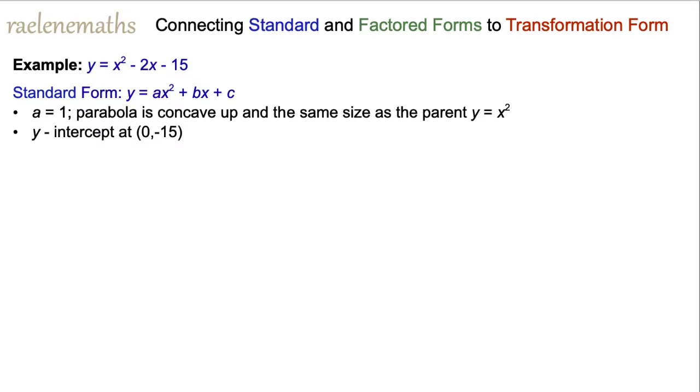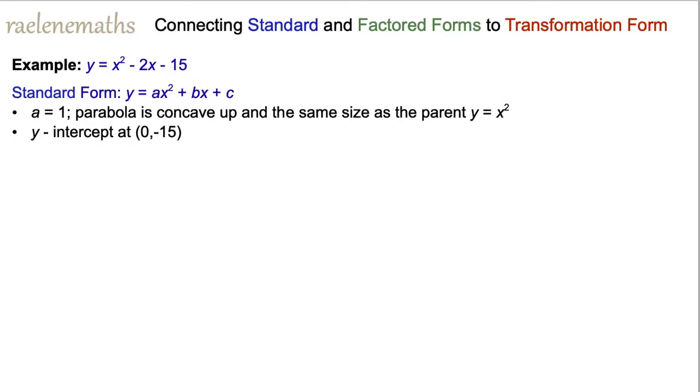In this video we will look to see how to connect the standard and factored forms to the transformation form of a quadratic equation and the graph of a parabola. Given this example, y equals x squared minus 2x minus 15, we have the standard form. So a equal to 1 is positive, therefore the parabola is concave up and the same size as the parent quadratic. The c value, negative 15, also tells us that we have a y-intercept at (0, -15).